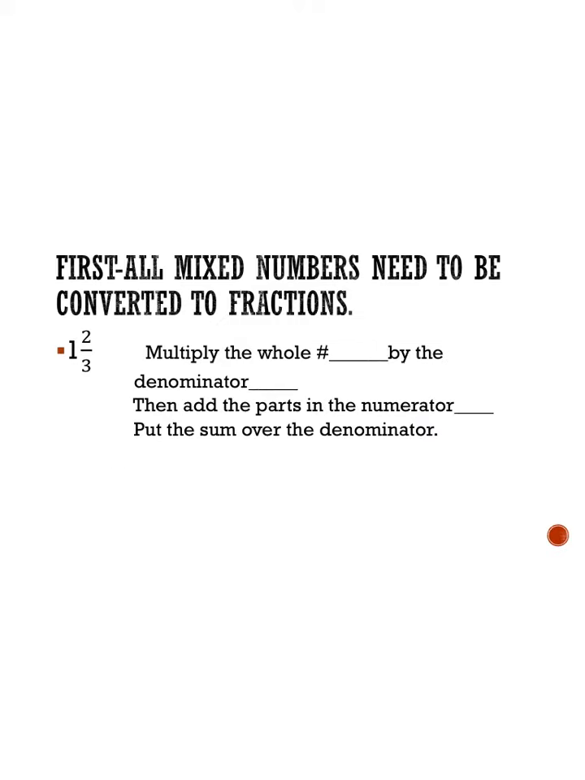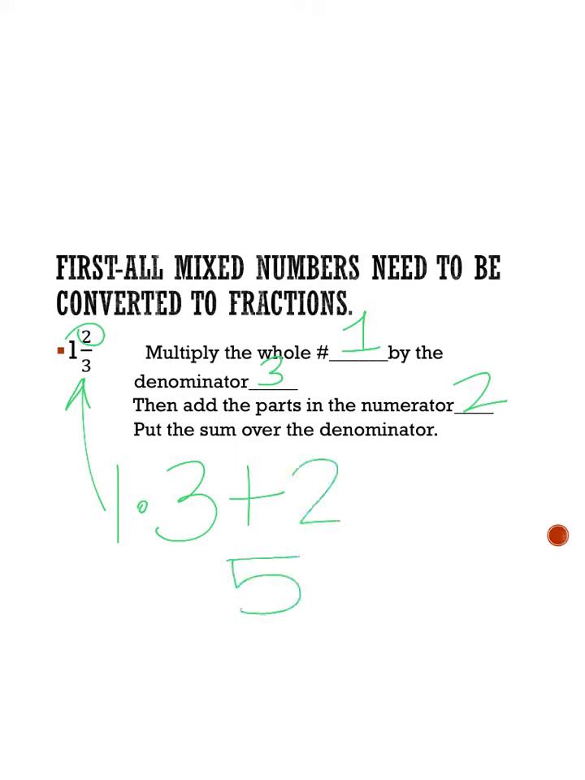When you're multiplying fractions or dividing fractions, all of them have to be in fraction form. So you have to take these mixed numbers and change them to fraction form. To do that, you multiply the whole number, which in this case is 1, by the denominator to find how many parts there are in the whole number. And then you add that to the parts that are in the numerator. So you have 1 times 3, total number of parts in the whole, plus the 2 extras. So that's going to give you 5. And then you go back to the denominator to talk about what kind of parts you have. So 1 2/3 is the same thing as 5/3.